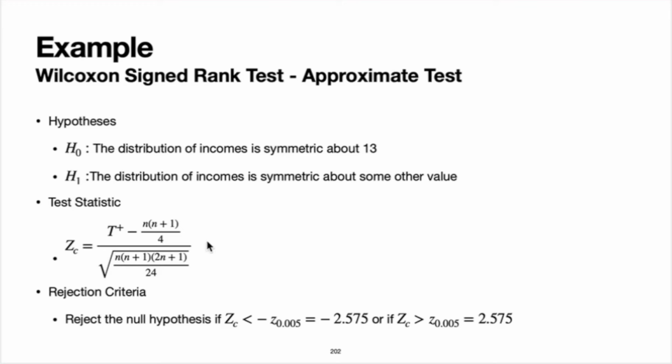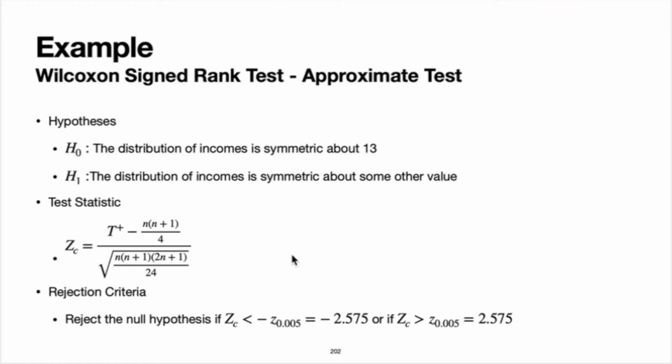All right, so again, this n times n plus 1 over 4 is the mean of the sampling distribution of T plus under the conditions of the null hypothesis. And the square root in the denominator is the standard deviation of the sampling distribution of T plus under the conditions of that null hypothesis. Now, this is a two-tailed test, or a two-sided test, at a significance level of 0.01.